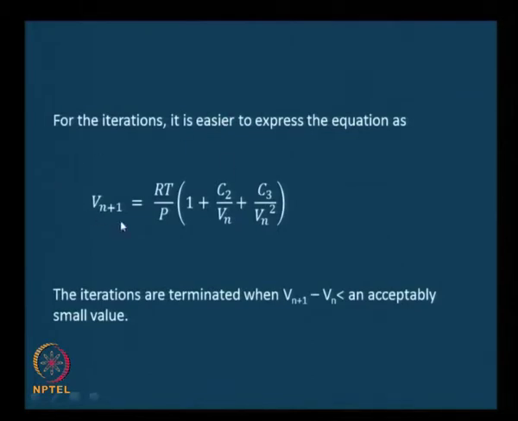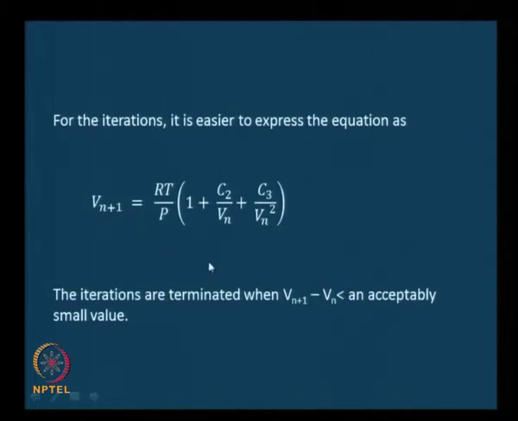Let me also mention this, that it is easiest to do these iterative calculations by using a program, and to write it in a form that can be converted into a program for easy calculations. We write it as Vn plus 1 equals RT by P into 1 plus C2 by Vn plus C3 by Vn squared. Therefore, V0 could be the guessed value, and V0 would result in V1, and then if V1 minus V0 is small enough, then we stop the iterations there.